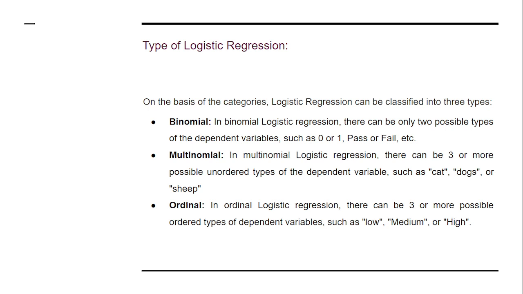Similarly, in ordinal logistic regression, there can be 3 or more possible ordered types. What is the difference between the previous one and this one? Cat, dog, sheep are not in order. But here ordered means it can be low, medium, high. So this is the order. Low is a very small amount, medium is in between, and high is the higher value. Right.